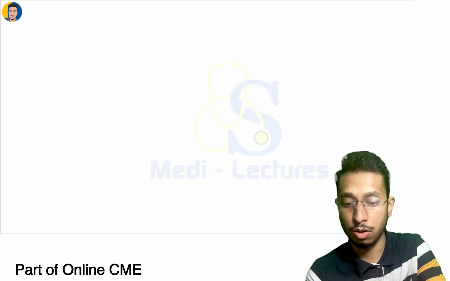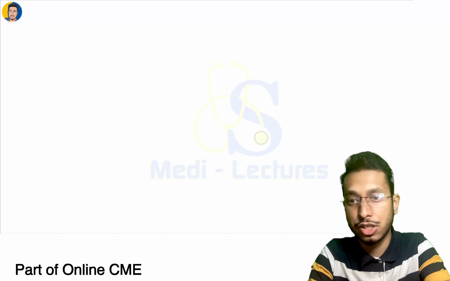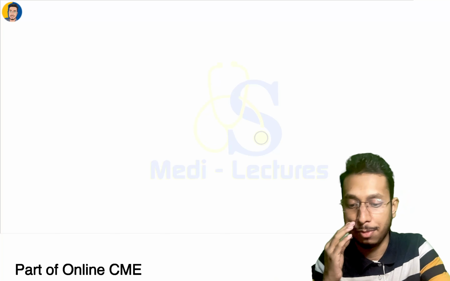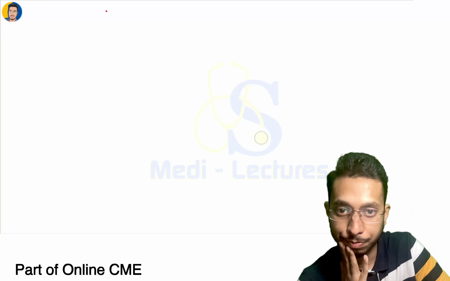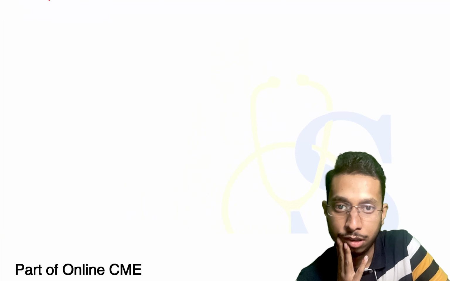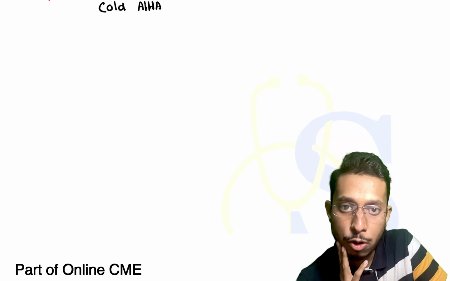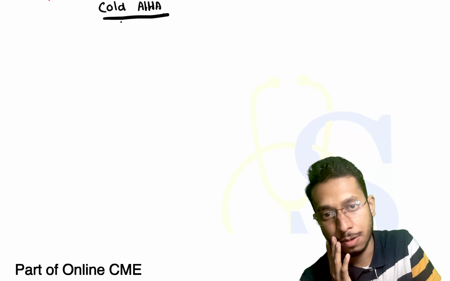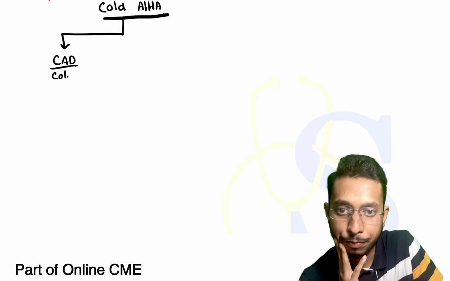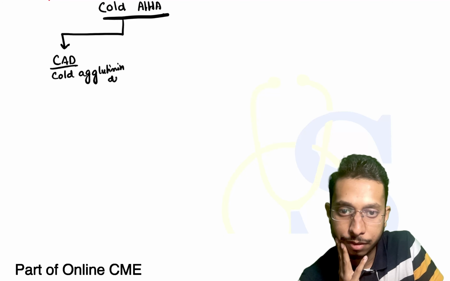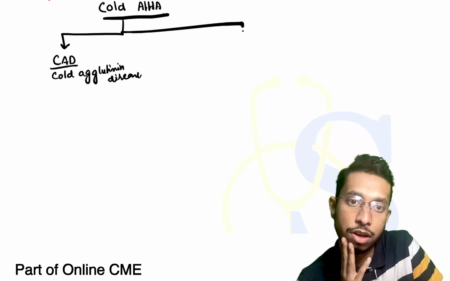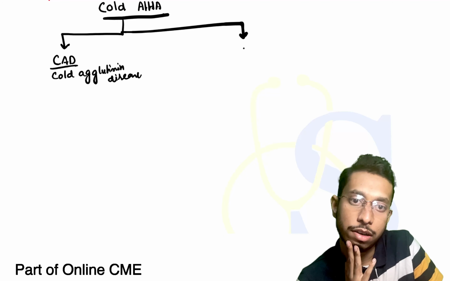Now let's discuss the cold type of autoimmune hemolytic anemia. We have discussed in detail the warm variety of autoimmune hemolytic anemia. So let's discuss cold autoimmune hemolytic anemia. For the sake of discussion, remember it is of two types: CAD, or cold agglutinin disease, or it can be due to cold hemolysis.